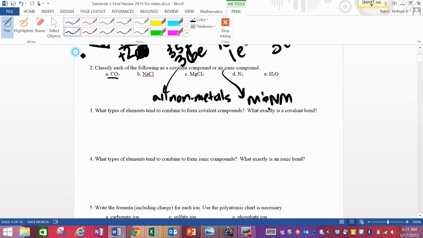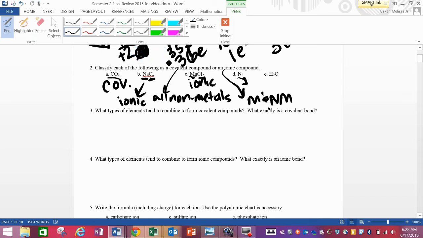So then you have to look at each of these compounds and figure out if it's all nonmetals or if it has a metal. Carbon and oxygen are both to the right of the zigzag line. So that means that this is covalent. On the other hand, sodium is on the left of the zigzag, chlorine's on the right, so that must mean that this is ionic. It's got a metal and a nonmetal. Same thing here, metal, nonmetals, so that one's ionic.